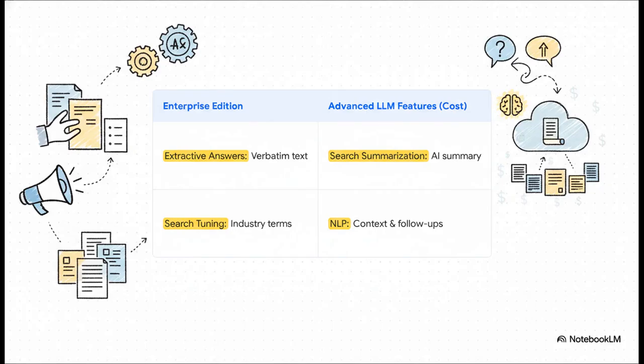There are kind of two tiers here. The Enterprise Edition gives you things like extractive answers, which can literally pull a table or a bulleted list right out of a document. It also lets you do search tuning, so you can teach the model your company's own lingo. Then, for an extra cost, you can turn on the advanced AI features. And this is where you get things like AI-generated summaries of search results and true natural language understanding, where the AI can handle follow-up questions because it remembers the context of your conversation.